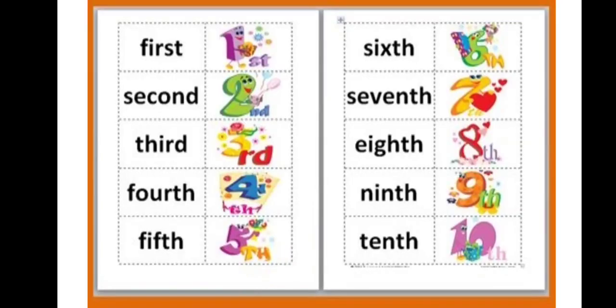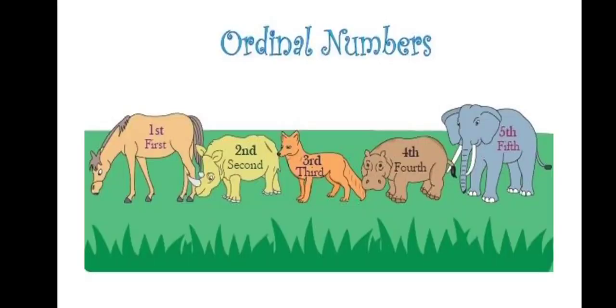Here, this picture gives you a more appropriate explanation. Can you see? First, second, third, fourth, fifth, sixth, seventh, eighth, ninth, 10th. So what are these, children? They are ordinals, or what is the other word? Ordinal numbers. You can call them either ordinals or ordinal numbers.